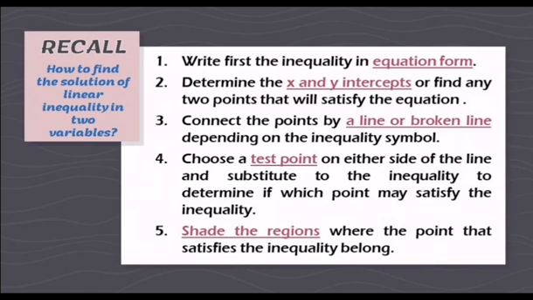Number 4. Choose a test point on either side of the line and substitute to the inequality to determine which point may satisfy the inequality. And number 5. Shade the regions where the points that satisfy the inequality belong.